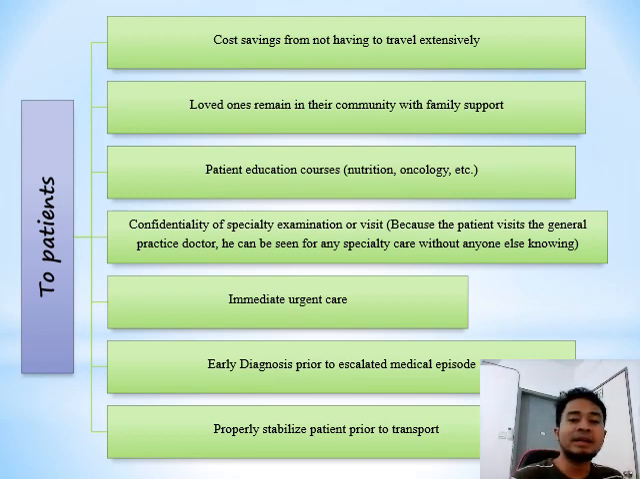And then, loved ones remain in the community with family support. This is the one I mentioned earlier: a patient who stays with their family in their own hometown is way better off compared to a patient who stays in the hospital alone, or with maybe one or two guardians, that's it. But if they stay at home and are monitored by professionals, that gives them better support, because they can see their family and children, which will brighten up their spirit.